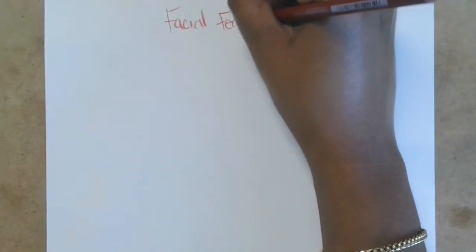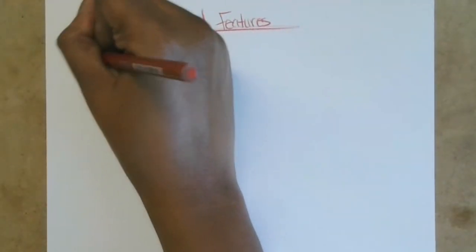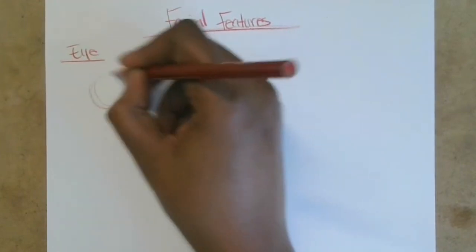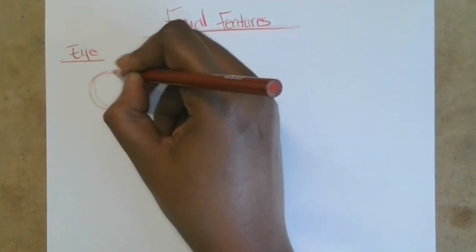All right, y'all. Today we are going to be sketching facial features. I'm going to label my paper. The first facial feature we're going to draw is the eyeball. So let's start by sketching a circle or a sphere.